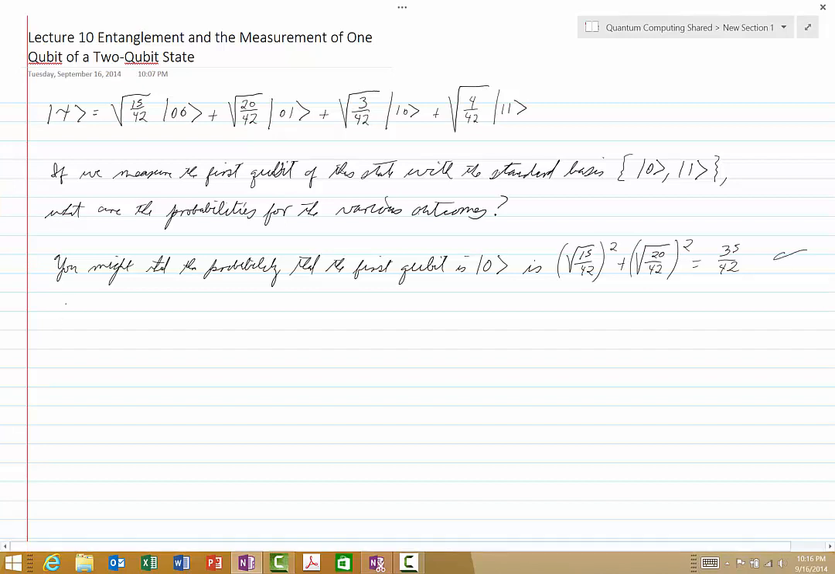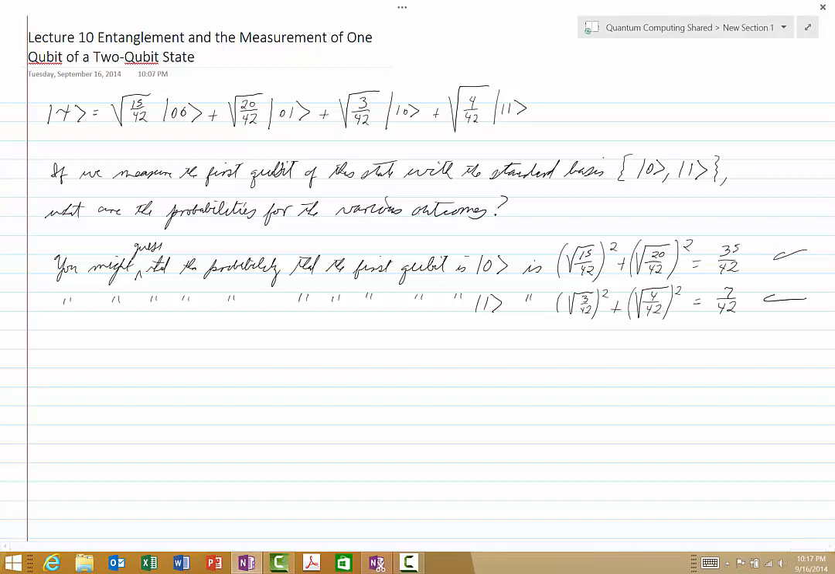And likewise, you might guess that the probability that the first qubit is 1 is square root of 3 over 42 squared plus the square root of 4 over 42 squared, which would be 3 over 42 plus 4 over 42, or 7 over 42. And that is also correct.